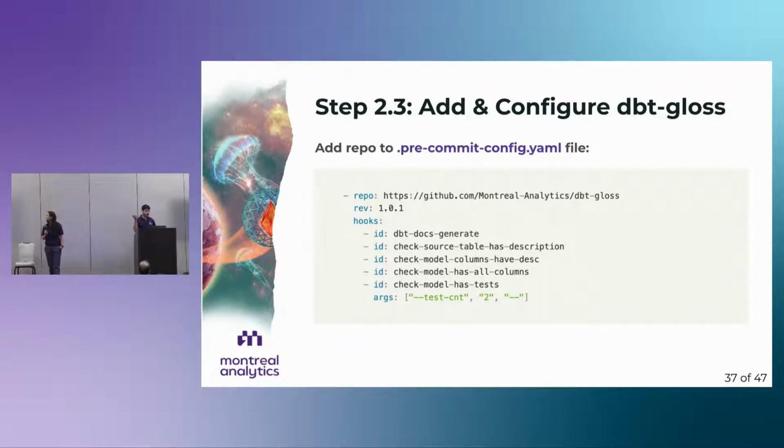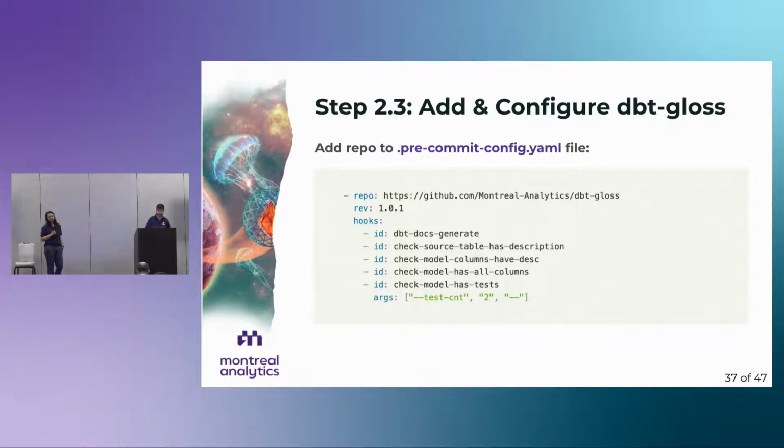And the reason why we forked it and renamed it to dbt-gloss is, one, to make it easier to understand, but two, because the original one is no longer maintained, and we wanted to continue maintaining this really important repo. If you can see, there's the last ID here, which is the last hook. We check if the model has tests. So we have two arguments. It's just to specify that we wanted to make sure that at least two tests on every YAML file are present.